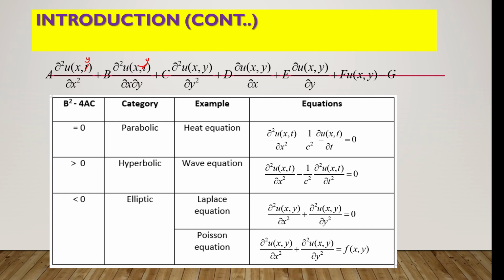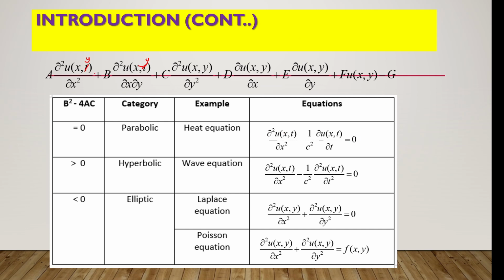The first type is the heat equation, where b squared minus 4ac equals 0. We call this category a parabolic equation. An example is the heat equation, where u is a function of x and t. So t is equivalent to the y in the general second order differential equation given here, which is equal to g.